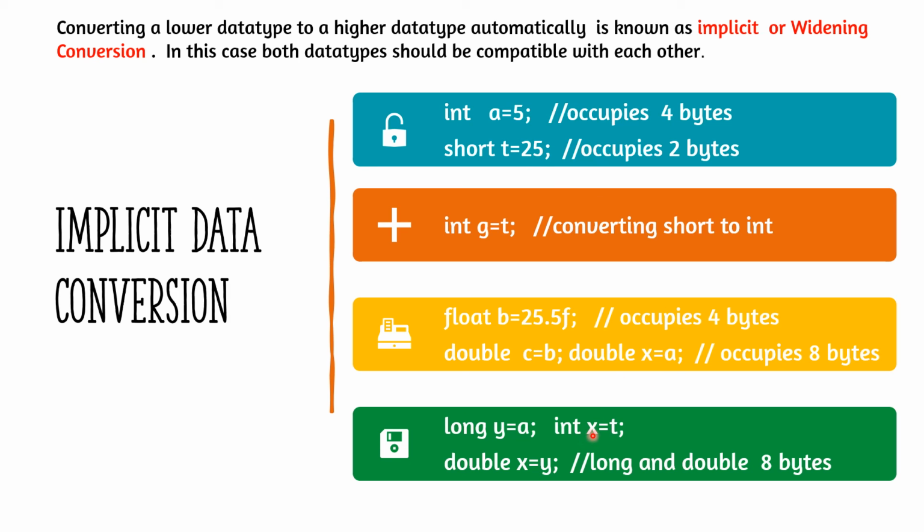Otherwise we can also say long x is equal to t, or double x is equal to t, or float x is equal to t. Small to big we can convert. And here double x is equal to y. Long and double both occupy 8 bytes. But double is considered a little bigger because double can store decimal values also while long cannot. So this conversion is implicit because even if both of them occupy 8 bytes, double can store decimal numbers. So this type of automatic conversion from small to big is known as implicit data type conversion.